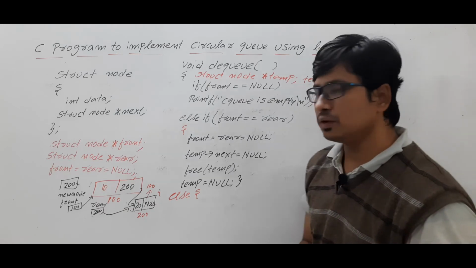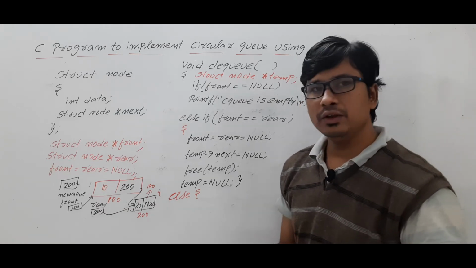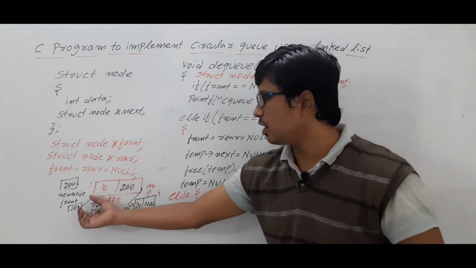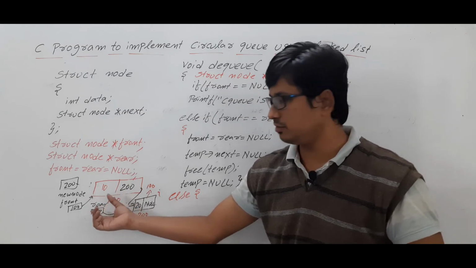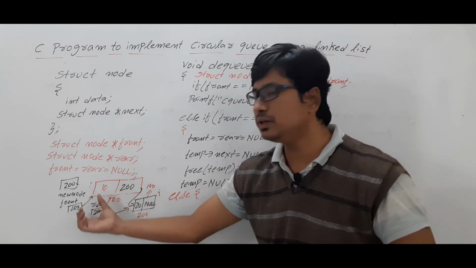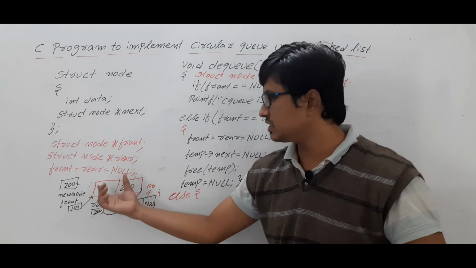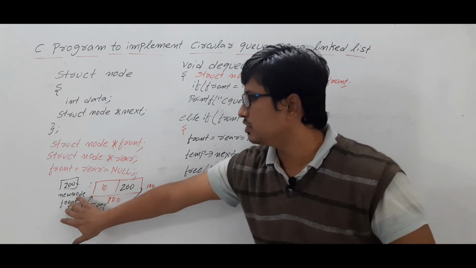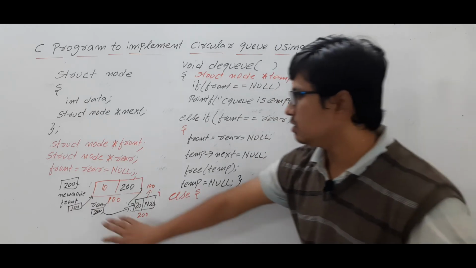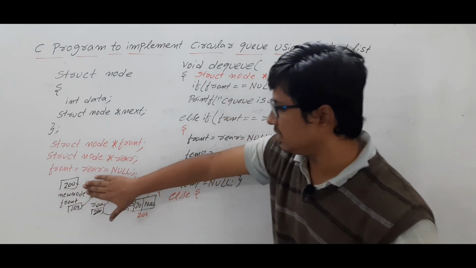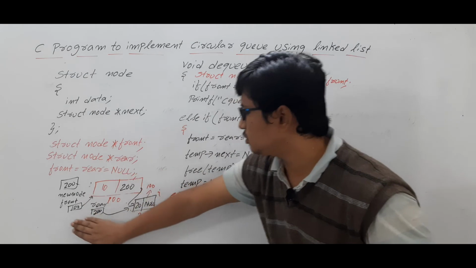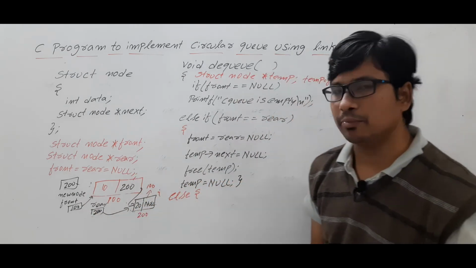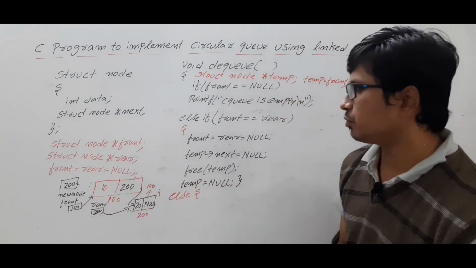If more than one node is there, where do you have to delete it? Always you have to perform the dequeue operation from the front. It means that you need to delete the first element from the circular queue, the one which is pointed to by the pointer front. So what do I have to do? Now if I delete this one, the front should point to this one. This is step 1. Am I right? What is step 1?